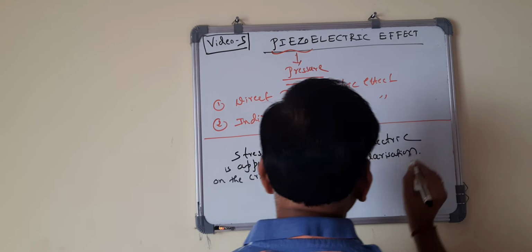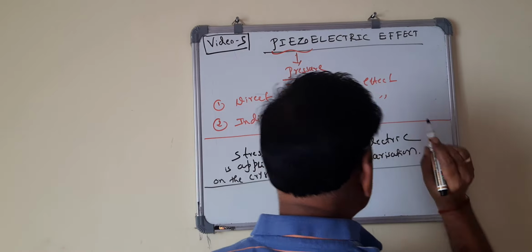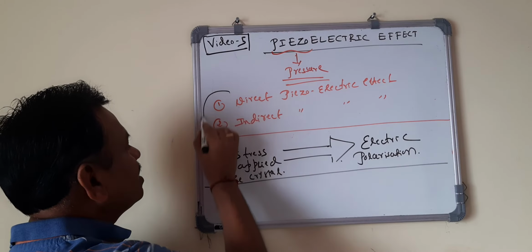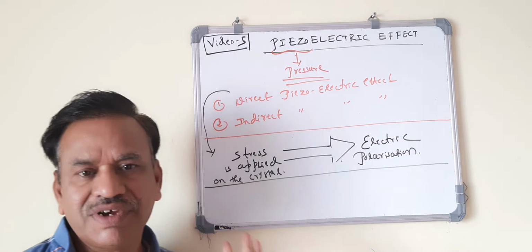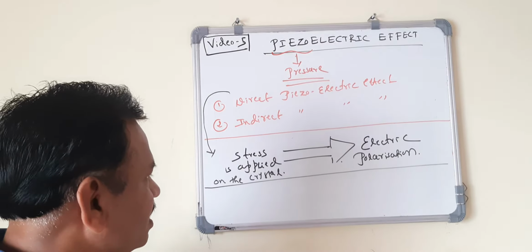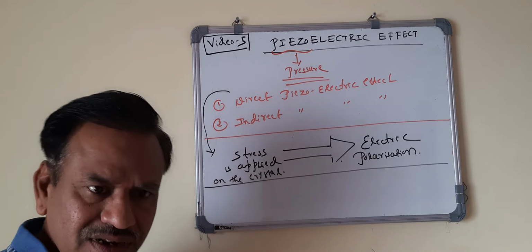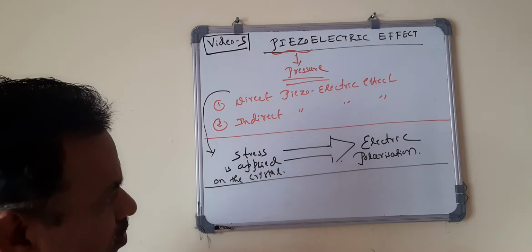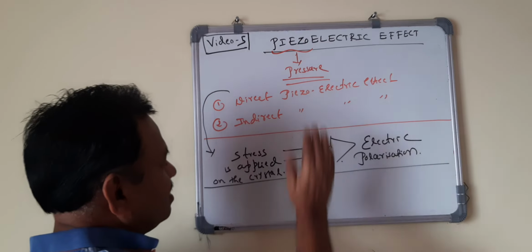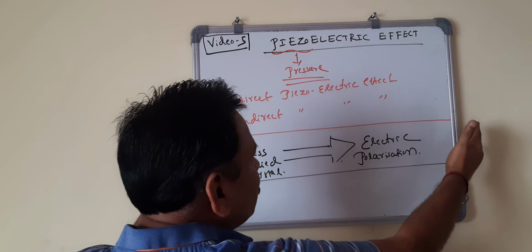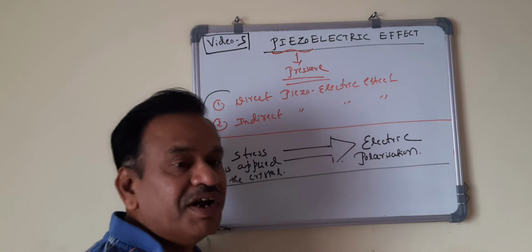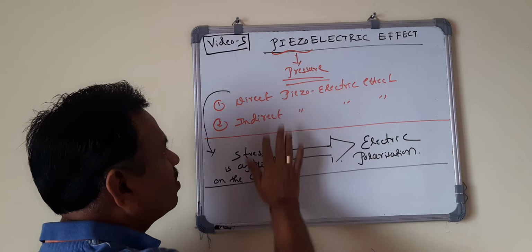It comes under the example of what? Direct piezoelectric effect. Whenever stress is applied on the crystal, then what happens? On the opposite faces, one will become positive and another will become what? Negative. This is called as in what?